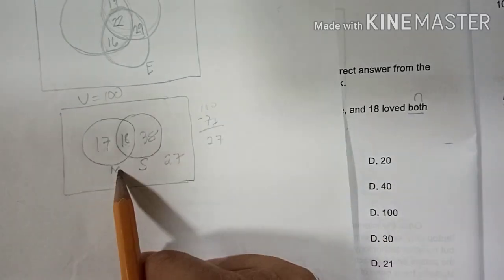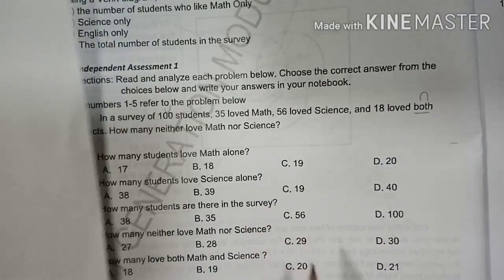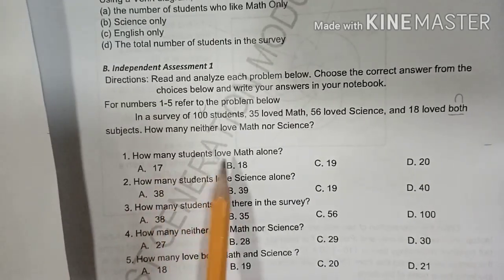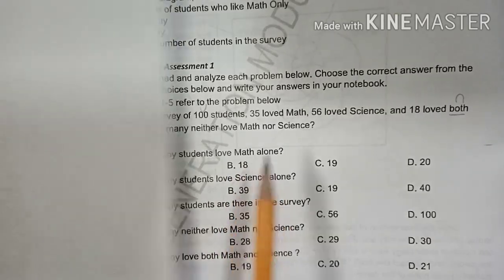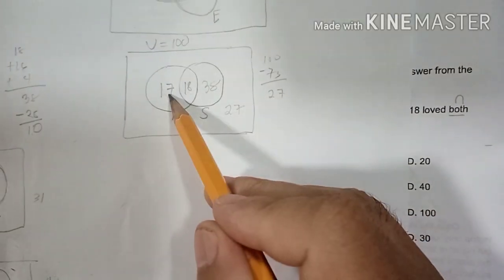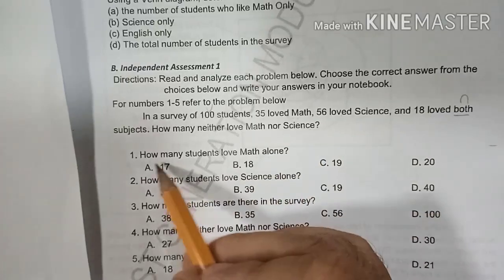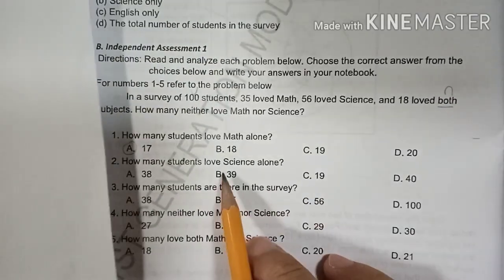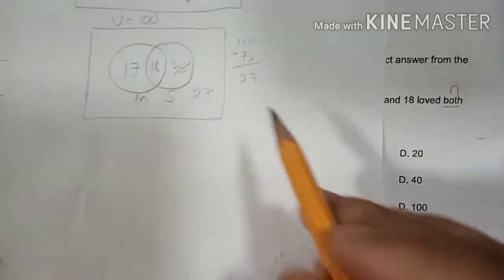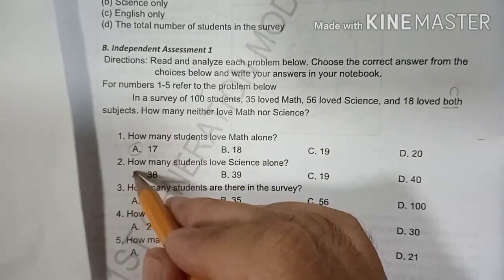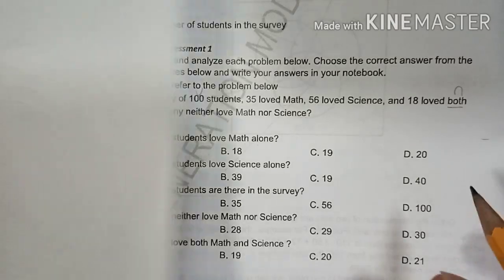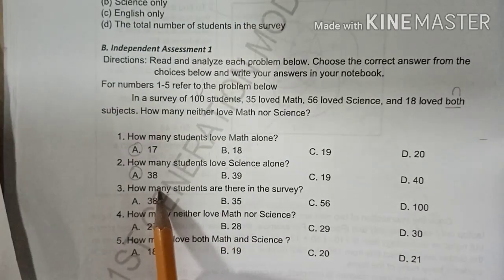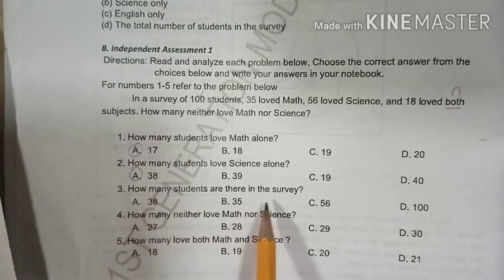Do not like any of the two subjects. Math, science, do not like. So there are 27. Okay, now, what is the question? How many students love math alone or math only? So math only is 17. So here is 17. Now, how many students love science alone or science only? It's 38.